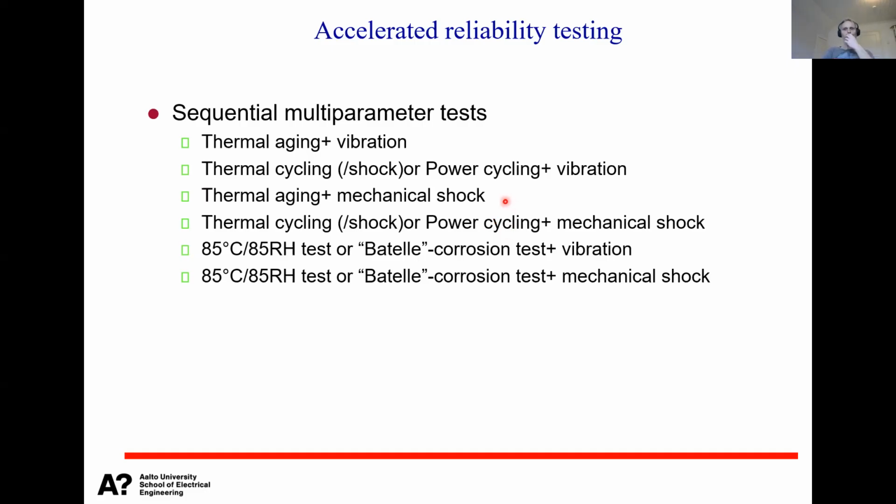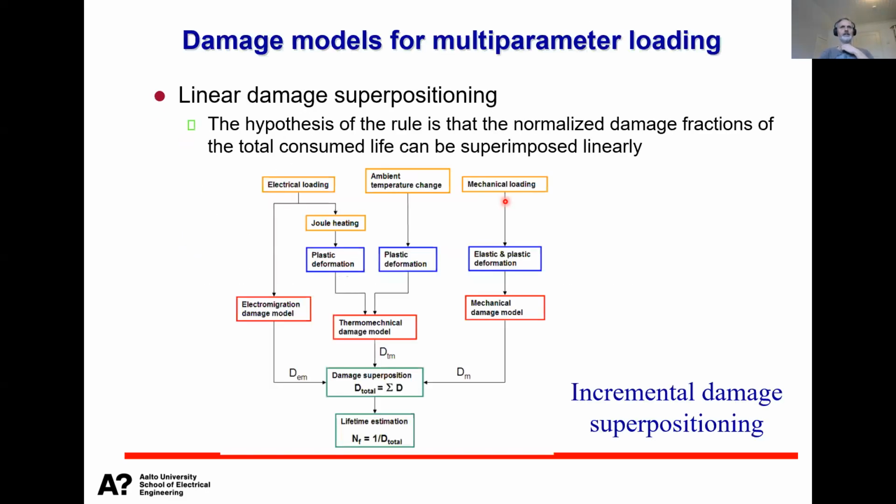Okay, so then we still have a few more minutes. This time I don't want to go overtime because I've always done it, or almost always. So just a few more slides on these damage models.